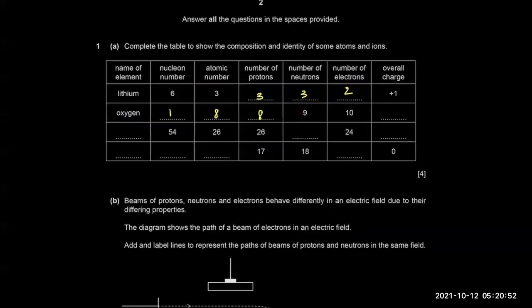So that's 17. And then what's the overall charge? It has 10 electrons. It has 8 protons and 10 electrons. So the overall charge is minus. There we go. Next, atomic number 26.